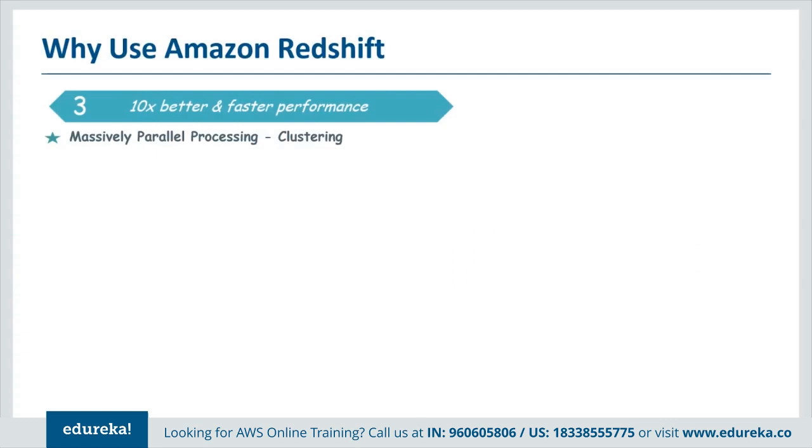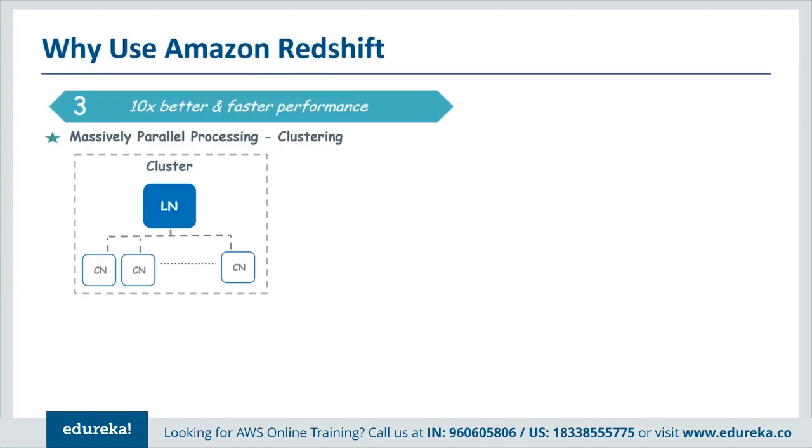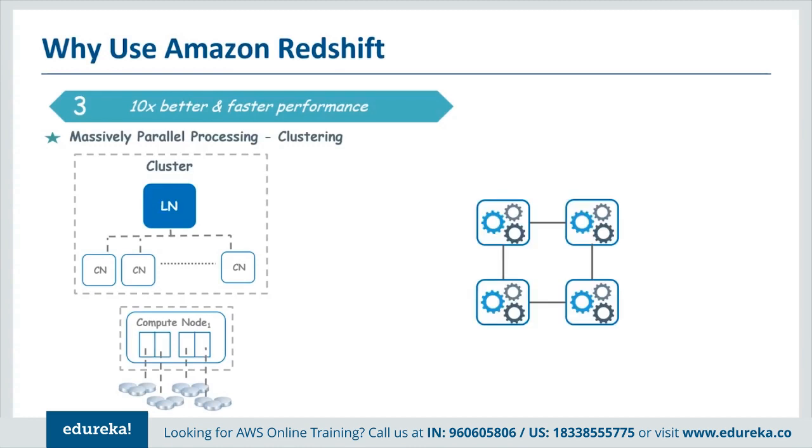And then we have massively parallel processing. I'm sure you might have heard of parallel processing in computer science. It's just a number of different processors working together, or computing together, in parallel. Similarly, massively parallel processing in Amazon Redshift is nothing but clustering. We have already discussed this earlier. We have a cluster, and this cluster has a leader node and one or more compute nodes. And these compute nodes are further divided into something called node slices.